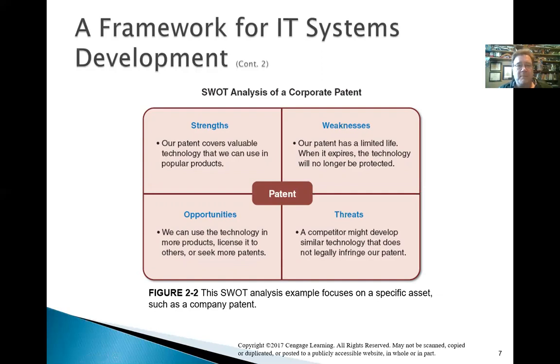I know with my team, we were looking at a SWOT analysis of adopting another technology. So it's a good skill.